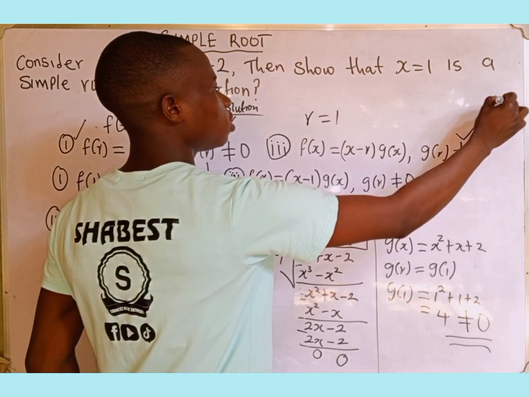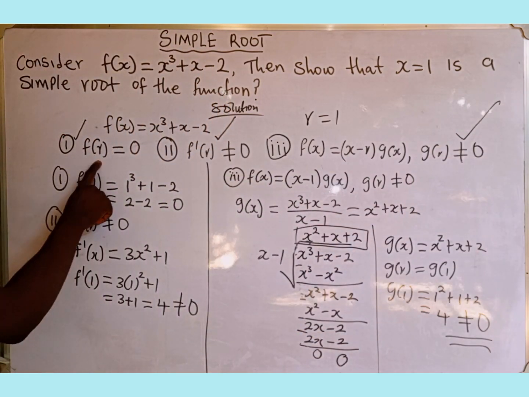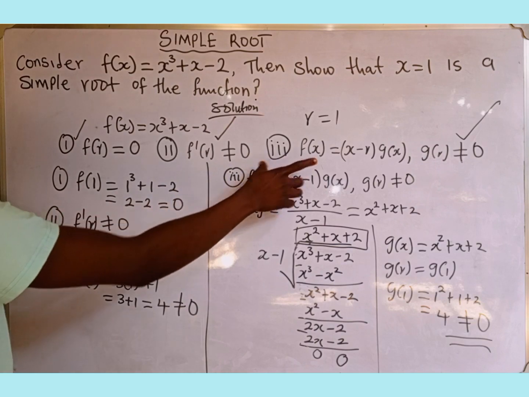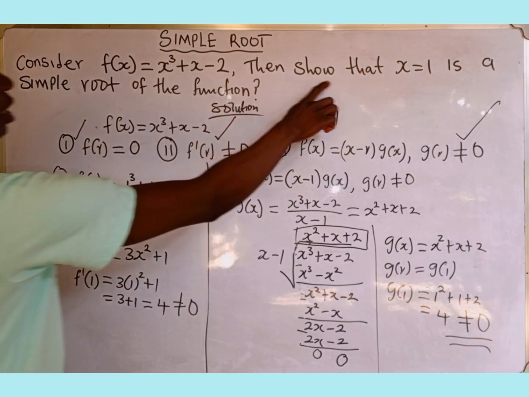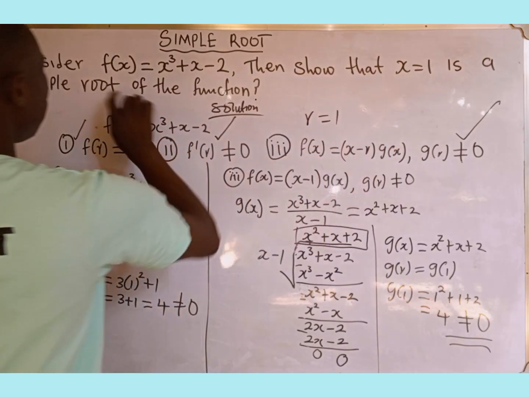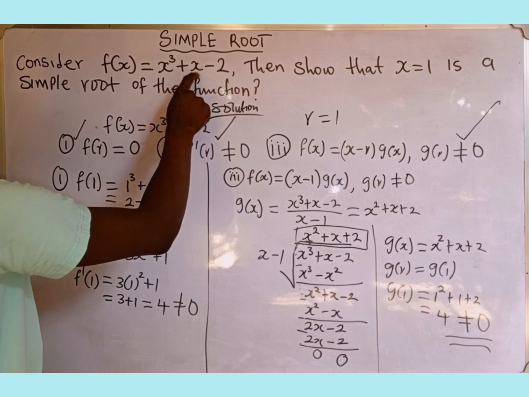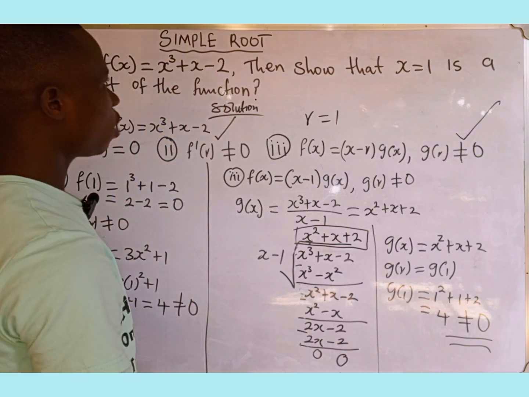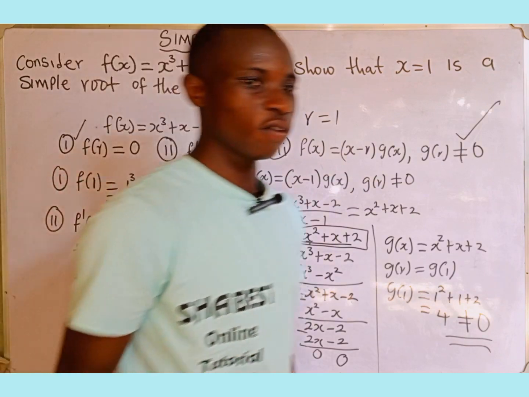Therefore, the third condition is also satisfied. Now that the first, the second, and the third conditions are satisfied, we can conclude that x equal to 1 is a simple root of the function f of x equal to x cubed plus x minus 2. So this is how to show that a given value of x is a root of a given function.